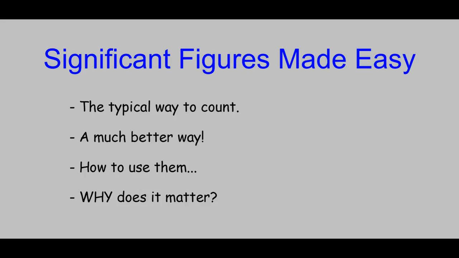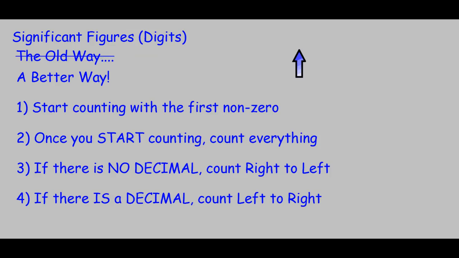This lesson is going to show us how to understand significant figures. It'll be a much easier way perhaps than what you've heard before. We have the typical way to count, which talks about all non-zero digits being significant and zeros between non-significant ones could be, could not be. It's just confusing. So let's go to a much better way of understanding significant figures.